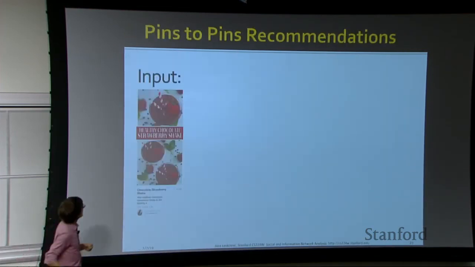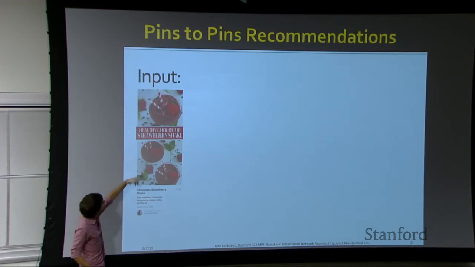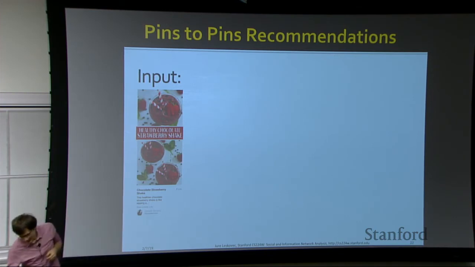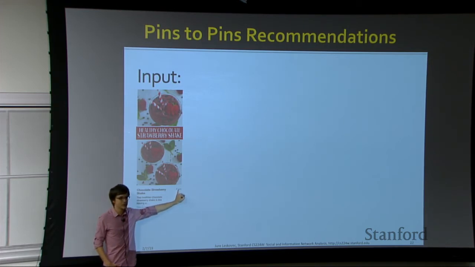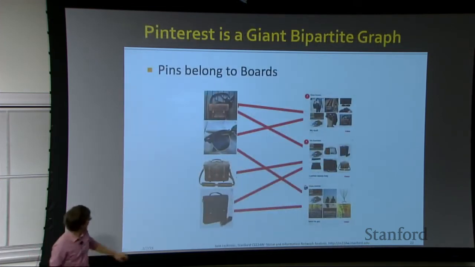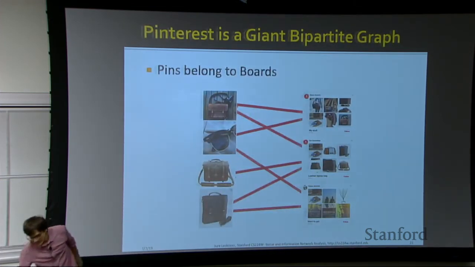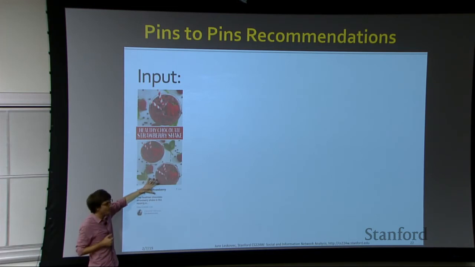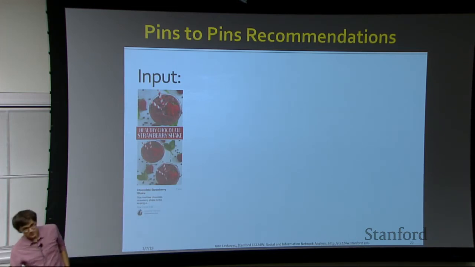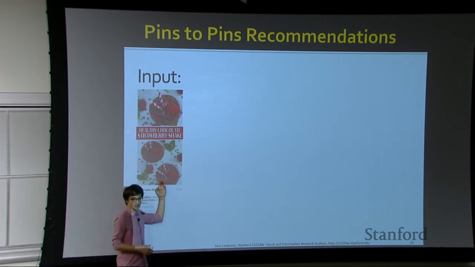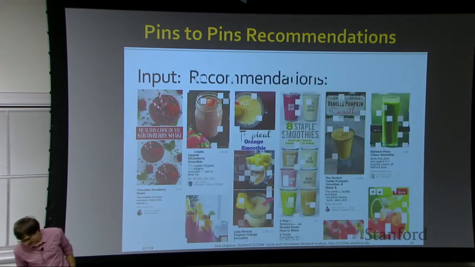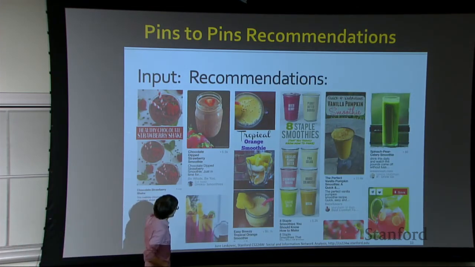The way you could think of this is I give you an input pin. Here it is, something like a healthy chocolate strawberry shake, awesome, right? I say, what are the recommended pins? This pin, for example, belongs to 250 boards, so this pin has degree 250 on this graph. So now I could start the random walker at this pin, and see what's the proximity of all other 4 billion pins to this starting pin. And if I do that, here are the recommendations, right?